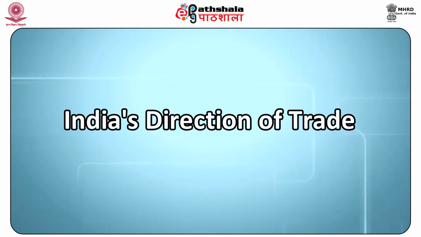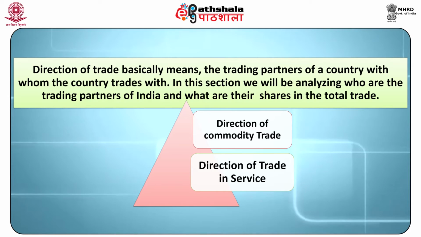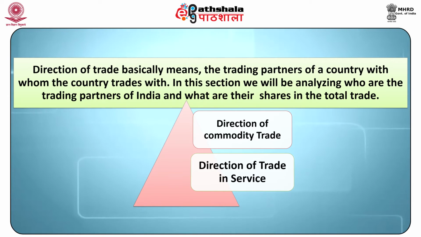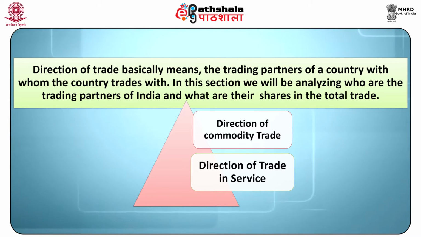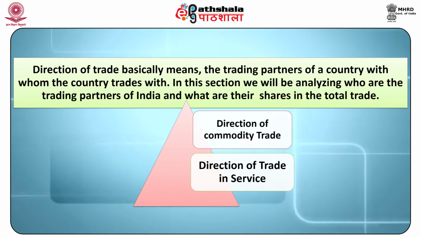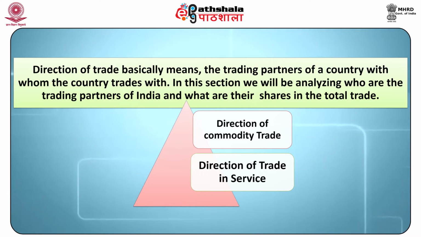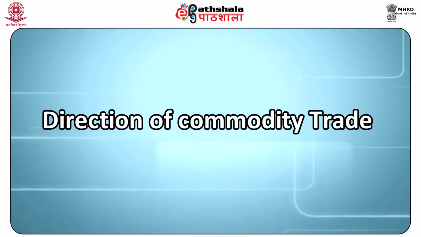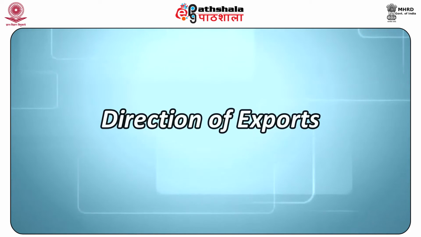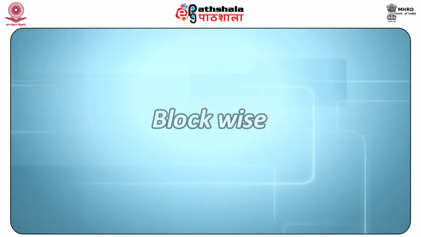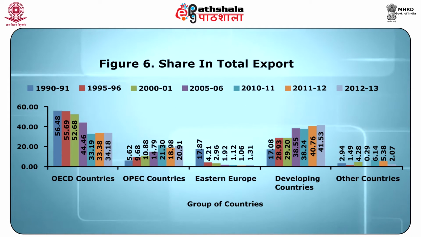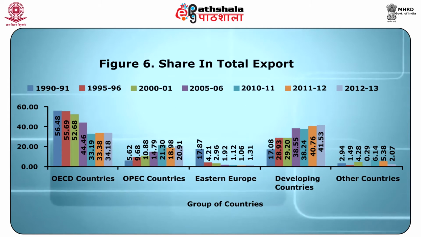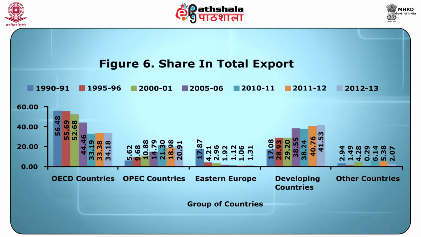India's direction of trade. Direction of trade basically means the trading partners of a country, with whom the country trades. In this section, we will be analyzing who the trading partners of India are and what their shares in total trade are. This section has been divided into two parts. First, we will analyze the direction of trade in commodity. We first look at direction of exports, and under exports we look at the block-wise. Now, figure 6 shows the share of bloc countries in India's total exports for the selected years.